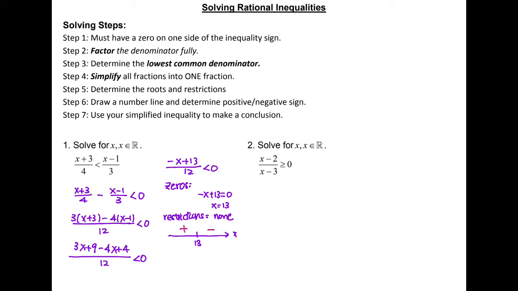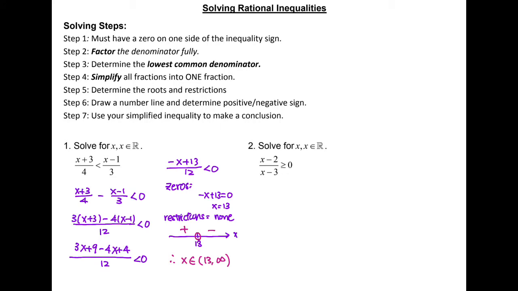At the same time, for our inequality, we do not see an equal sign there. That means the 0 is being excluded. Finally, let's look for our solutions. We want our function to be smaller than 0. That means we are looking for a negative region. Therefore, we say x is an element of 13 to positive infinity.